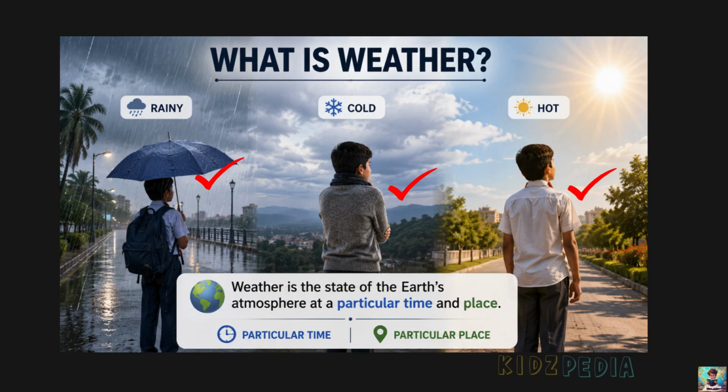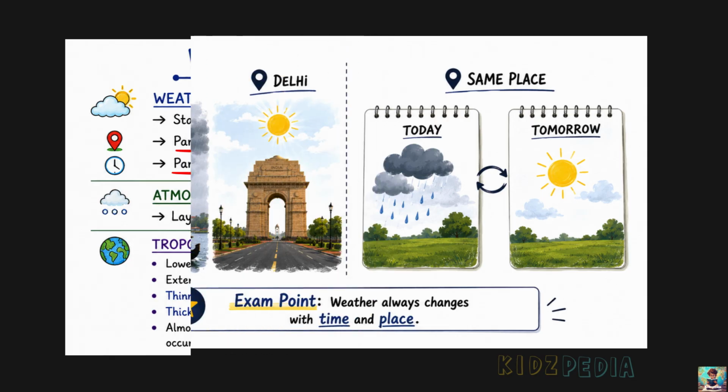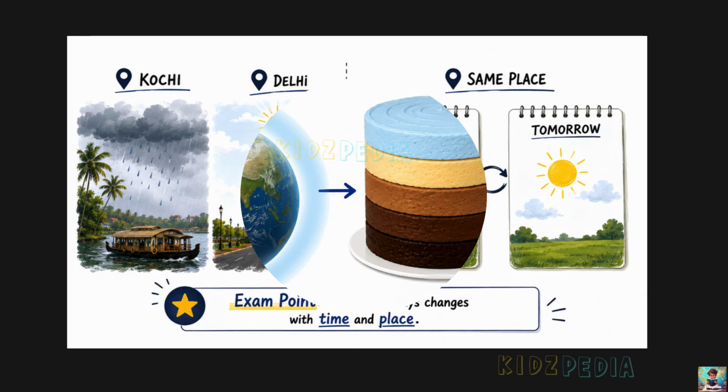So, what exactly is weather? Weather is the state of the Earth's atmosphere at a particular place and time. Notice the two important words here, particular time and particular place. If it's raining in Kochi today, it doesn't mean it's raining in Delhi. Similarly, the weather in the same place can be different tomorrow. So, weather always changes with time and place.